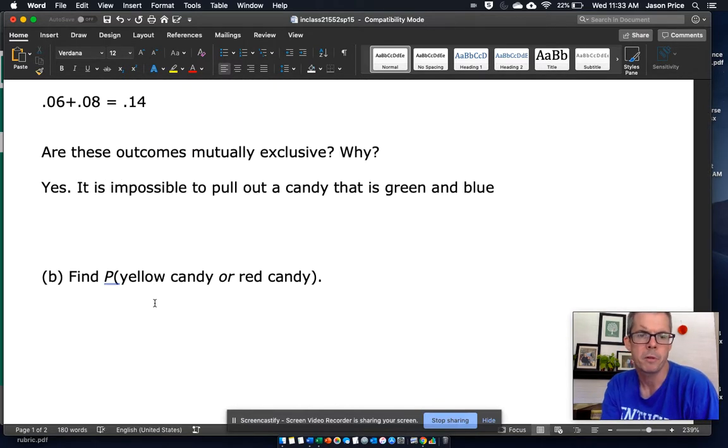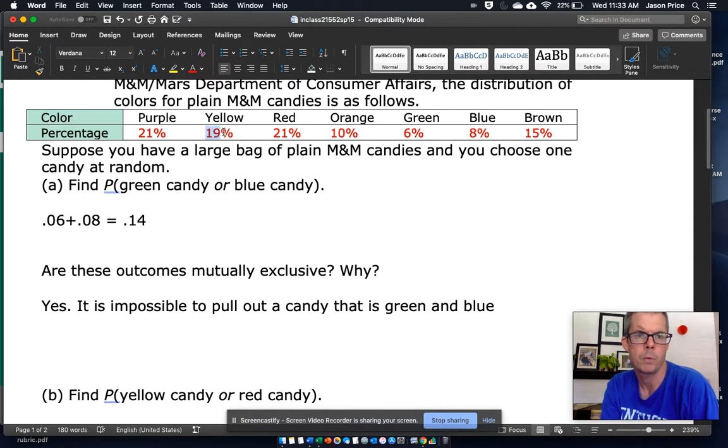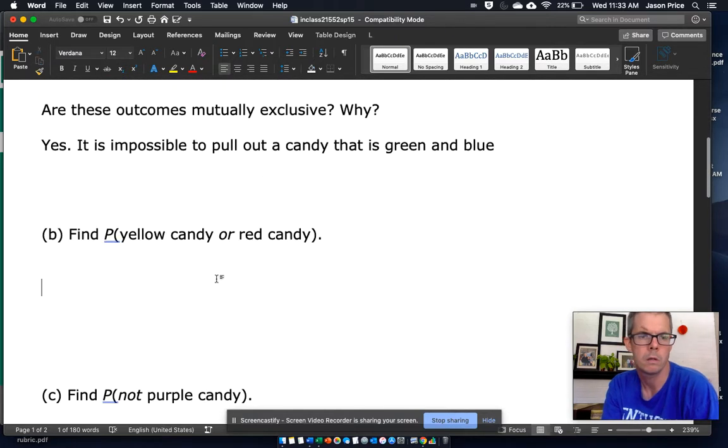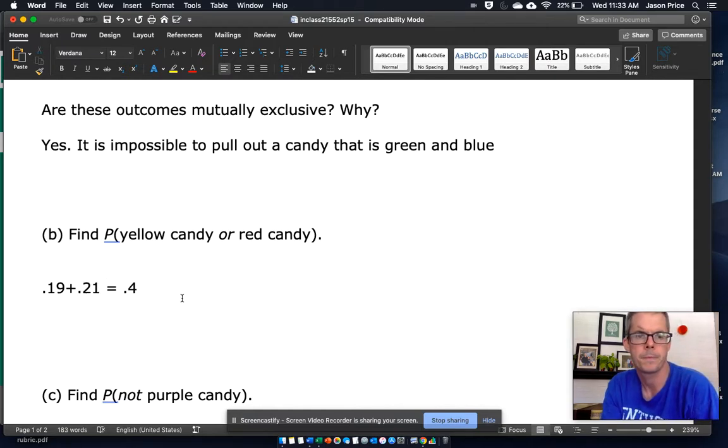Part B, pretty similar. Find the probability of yellow or red. We're just going to add 0.19 and 0.21. So that's going to be 0.4.